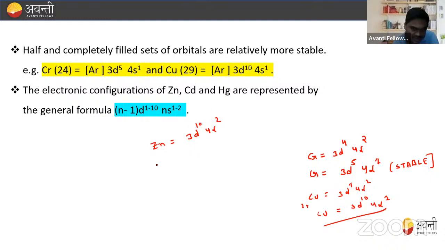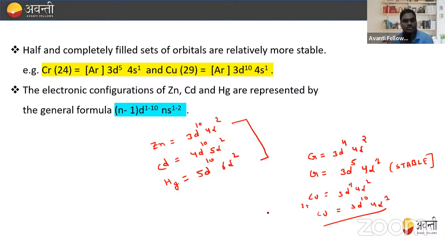Similarly, if I'm talking about cadmium, they again have 4d10 and this is 5s2. Similarly, if I'm talking about mercury, their electronic configuration is 5d10 and this will be 6s2, right? So these all have 10 electrons in their outermost d orbitals and they are completely filled and stable. Due to this, they do not show any unpaired electrons, and due to this they are colorless in aqueous solution and they are not called transition elements.